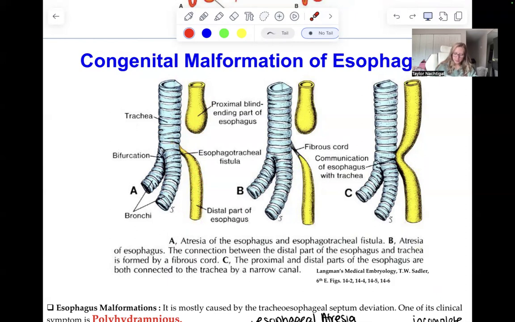And B, the atresia of the esophagus, the connection between the distal part of the esophagus and trachea is formed by a fibrous cord.